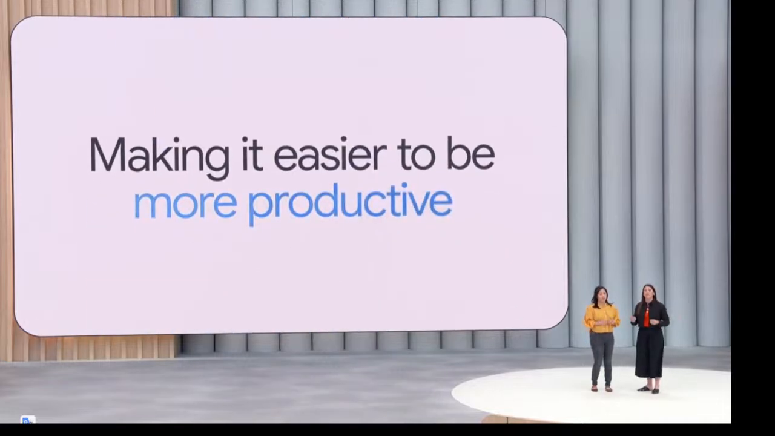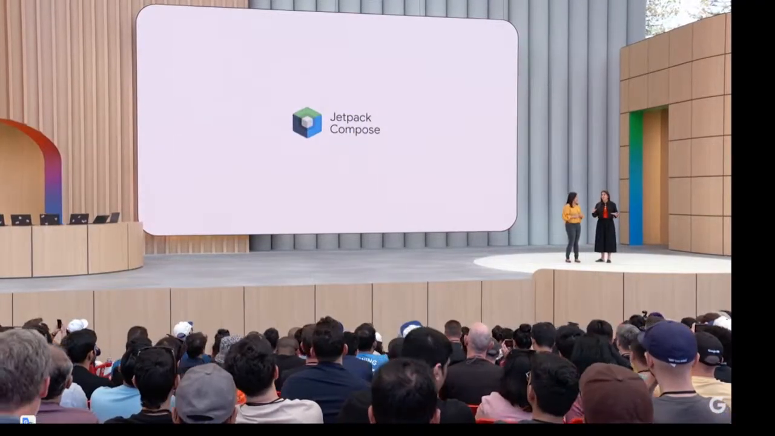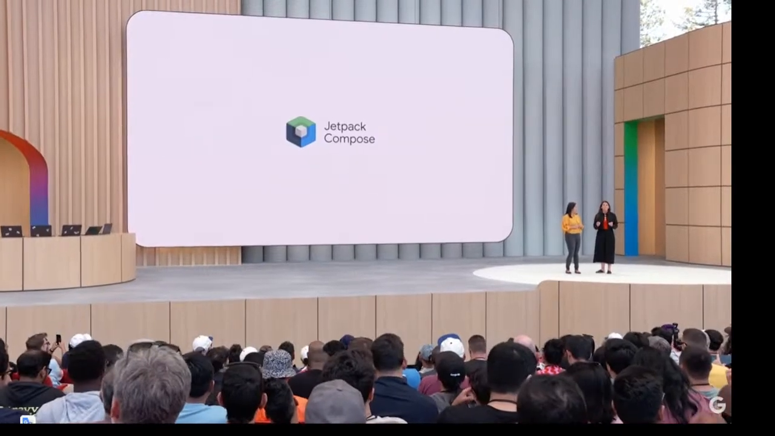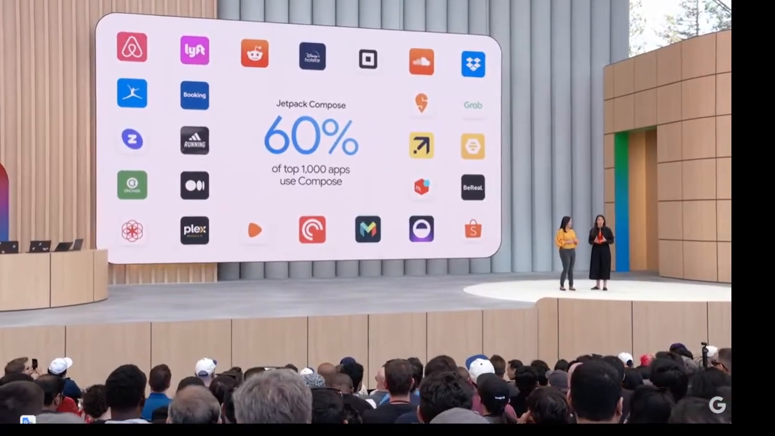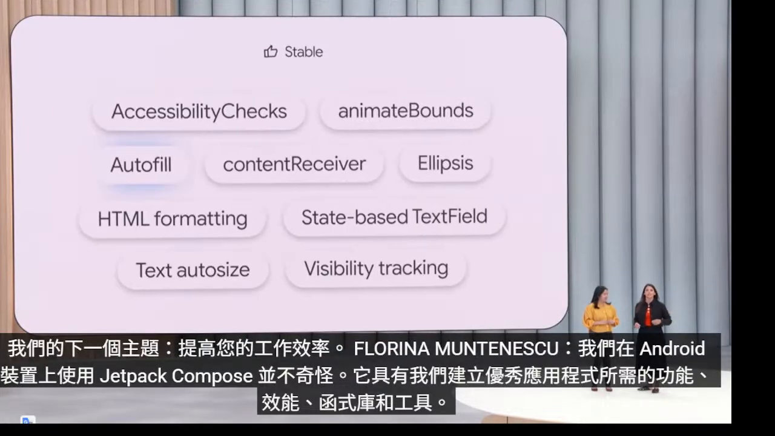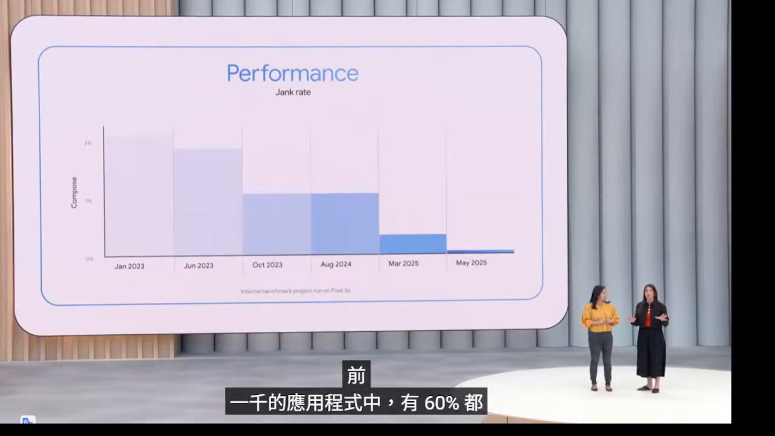It's no surprise that we use Jetpack Compose for Androidify. It has the features, performance, libraries, and tools that we need to build an excellent app. 60% of the top 1,000 apps take advantage of the development speed Compose offers. The latest stable release brings the features you've requested, like autofill, text auto-size, and visibility tracking. We're focused on making Compose performance better and better. In the latest release, we see barely any janky frames on an older generation Pixel device.